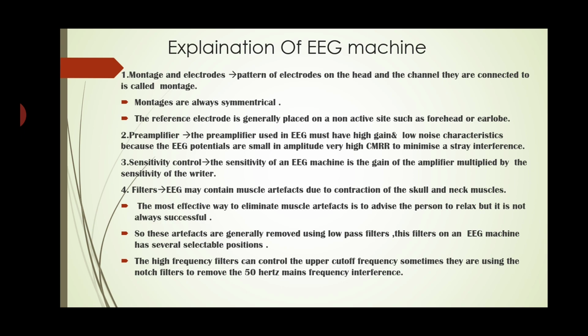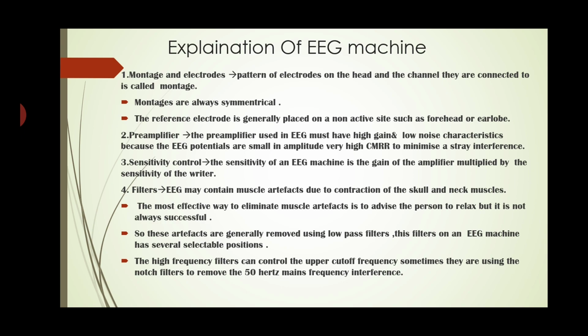Third, sensitivity control. The sensitivity of the EEG machine is the gain of the amplifier multiplied by the sensitivity of the writer. If we want to increase the sensitivity, then we should increase the sensitivity of the writer, or otherwise increase the gain of the amplifier. By increasing either one of them, we can increase the sensitivity of the machine.